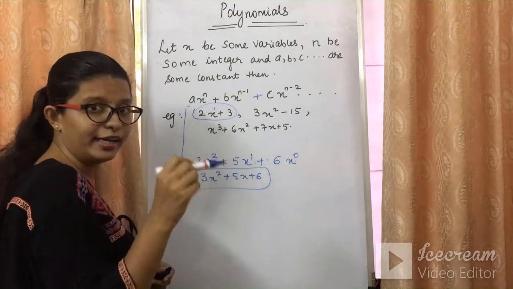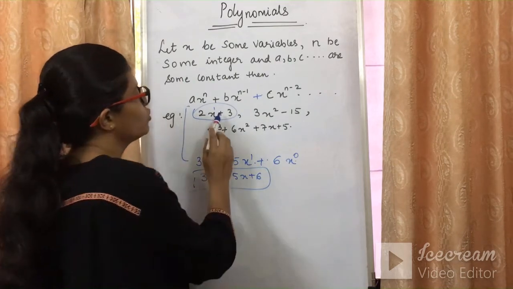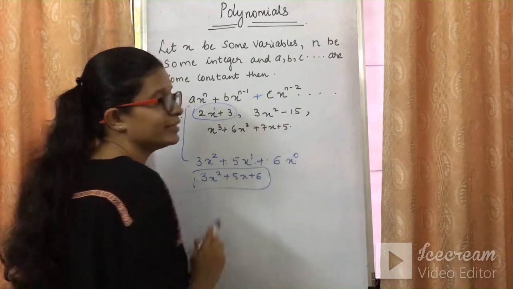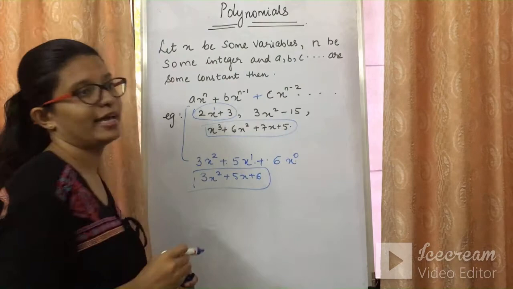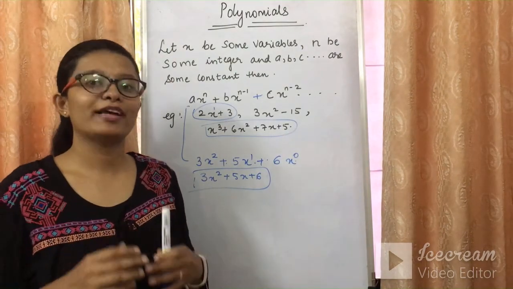If you don't have a degree in the variable term, the highest degree is treated as 1. So if the highest is 1, it is known as linear. If the highest is 2, it is treated as quadratic, and if the highest is 3, then it is treated as a cubic polynomial. So I hope the terminologies for the polynomials must be clear.